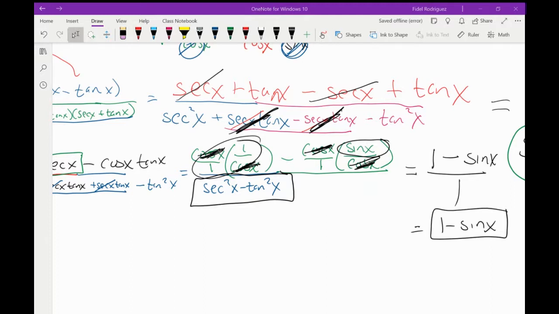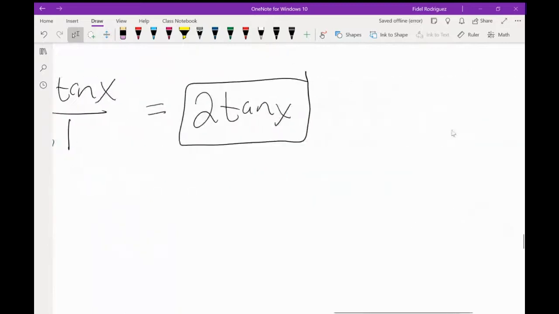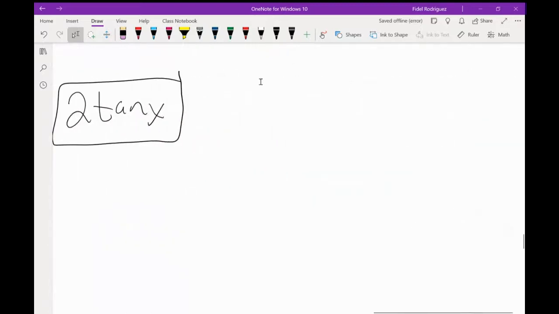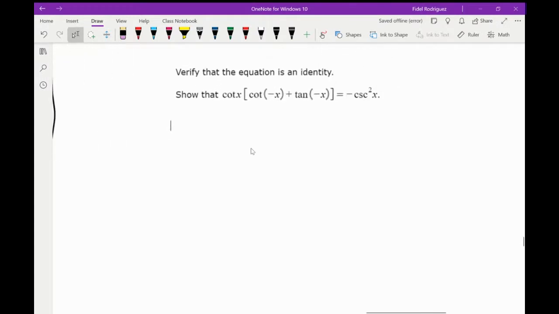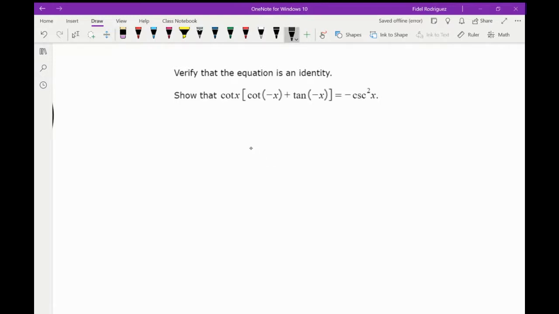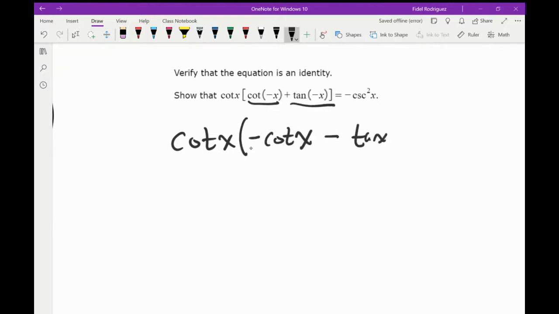So if I was doing this, and John, I'll come back to what you're asking for in a second, but if I was doing this by hand, this is what I would do. And I know that's not what you're asking, but this is what I would do. I would go cotangent of x. This right here should be a negative cotangent x. This right here should be a negative tangent of x.